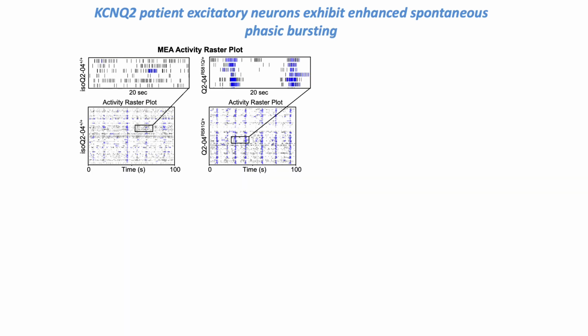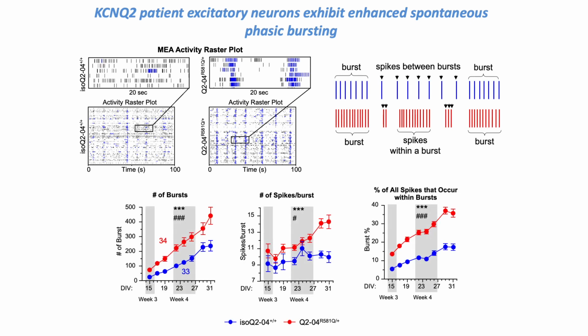Most importantly, when we evaluated the activity of these neurons across several weeks in culture, we observed a robust shift in their firing behavior in the case of the patient cells. We specifically found that the mutant neurons exhibited a high number of bursts, an increased number of spikes per burst, as well as an increased percentage of all spikes that occur within bursts. This is shown here in the raster plots on the top left, as well as in these quantitative measurements across time at the bottom. Collectively, these metrics are telling us that the patient neurons exhibit significantly enhanced spontaneous burst firing.